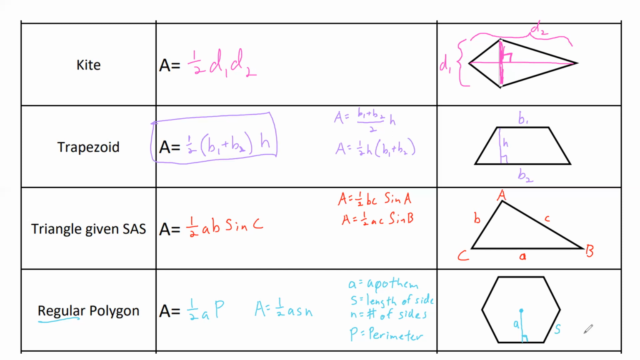I know how many sides. They're all the same, so just multiply that length by the number of sides. And that's why really these are the same formula. S times N gives us perimeter. So they just replaced S and N with P. So again, either of those work.